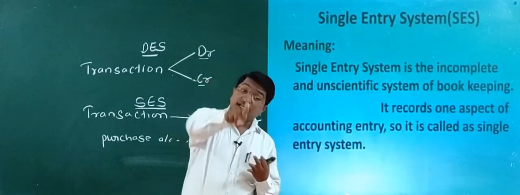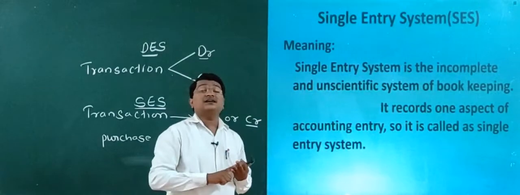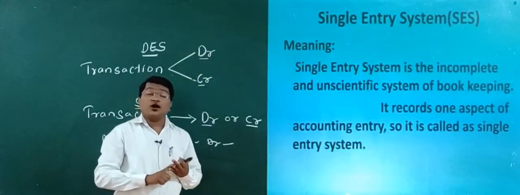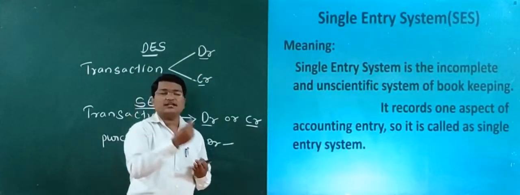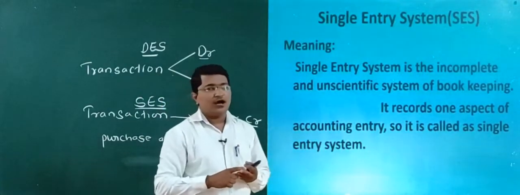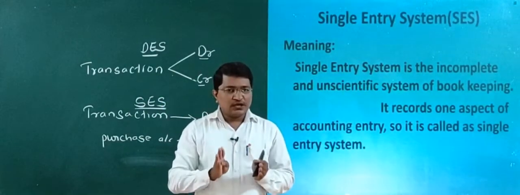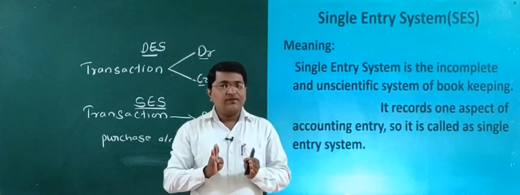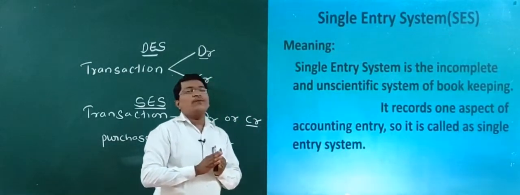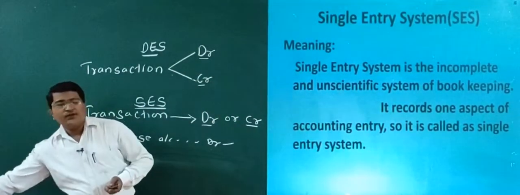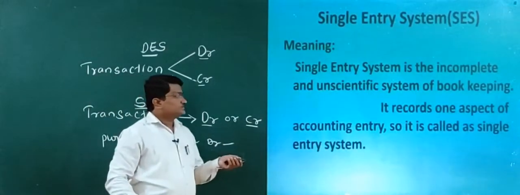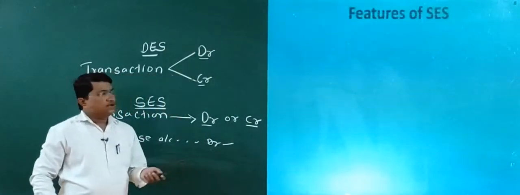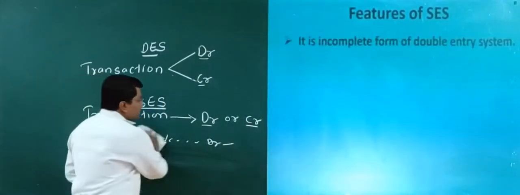Understood now? Single entry system is an unscientific system. Single entry system is an incomplete system of accounting, or single entry system is a system which records a single entry for a transaction in the books of account. Right? Understood now? What is meant by single entry system? Yes, very good. Now we move to the features of single entry system.